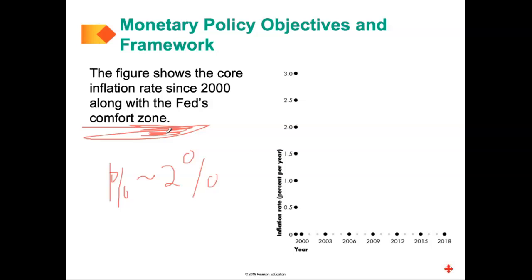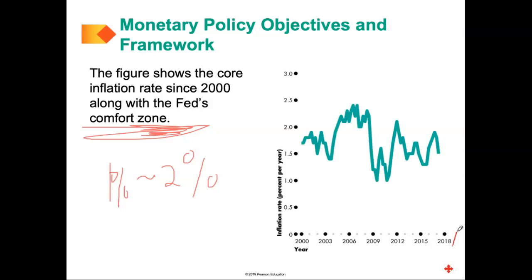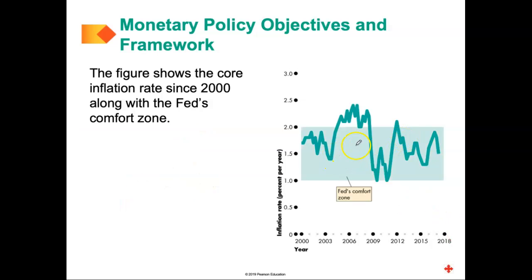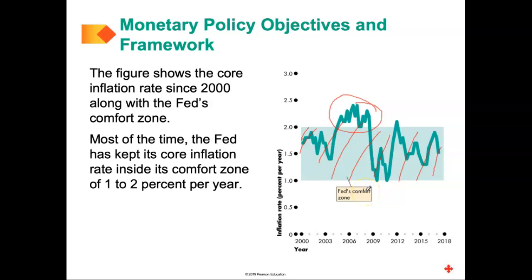Now let's see how core inflation has acted from 2000 to 2018 in terms of whether the inflation rate is in the Fed's comfort zone. We'll take a look at this graph. Clearly we can see that, with the exception of maybe the period from 2004, where there was heavy economic expansion, to 2006, the inflation rate has mainly been in the comfort zone of the Federal Reserve. It's been able to keep the inflation rate at 1 to 2%. So the Federal Reserve is actually doing a good job.